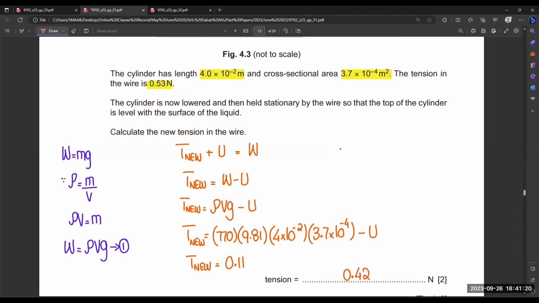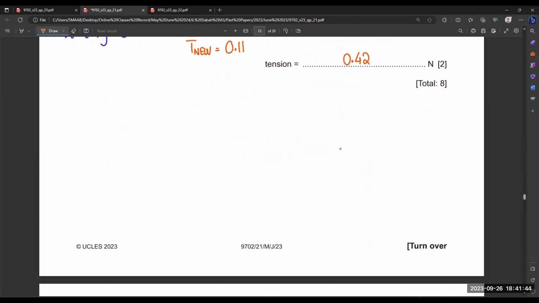Because now it is immersed into the liquid, so definitely the tension on the string will be released, right? Because the upthrust also helps the body to lift in the upward direction. So that's why our new tension will be less than the initial tension. Any confusion? No. Okay.